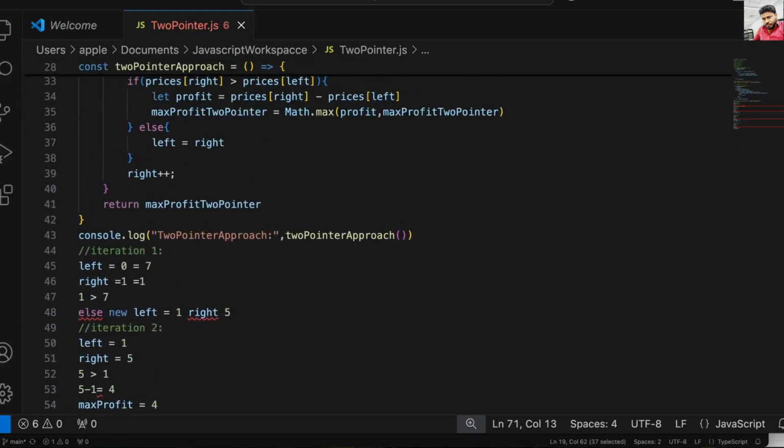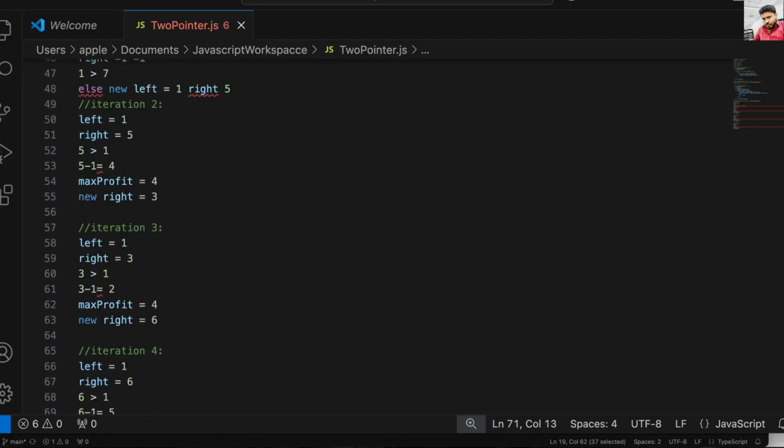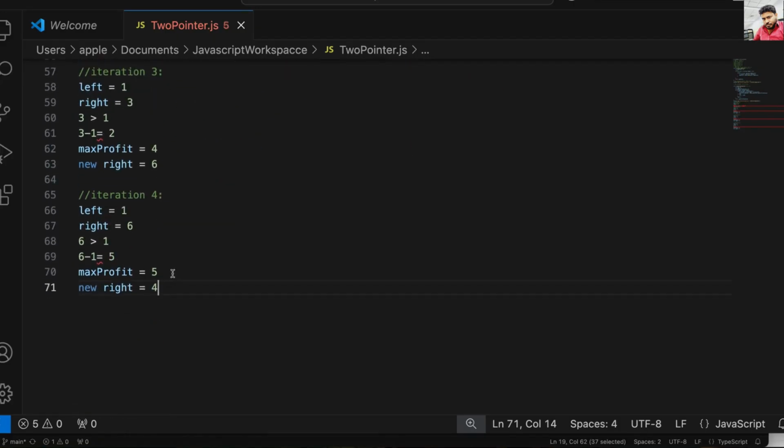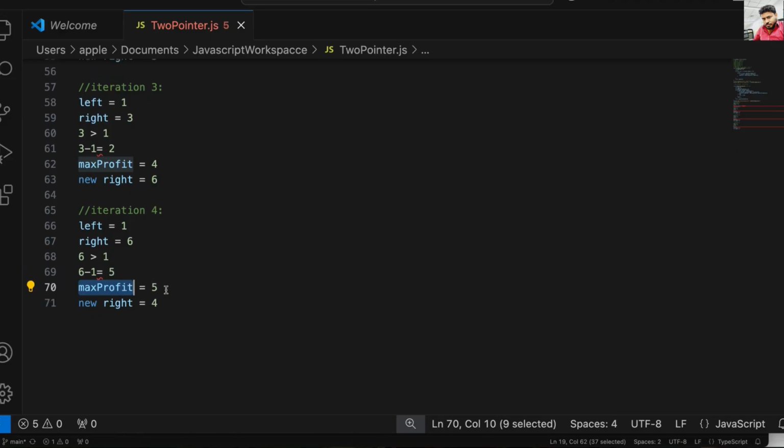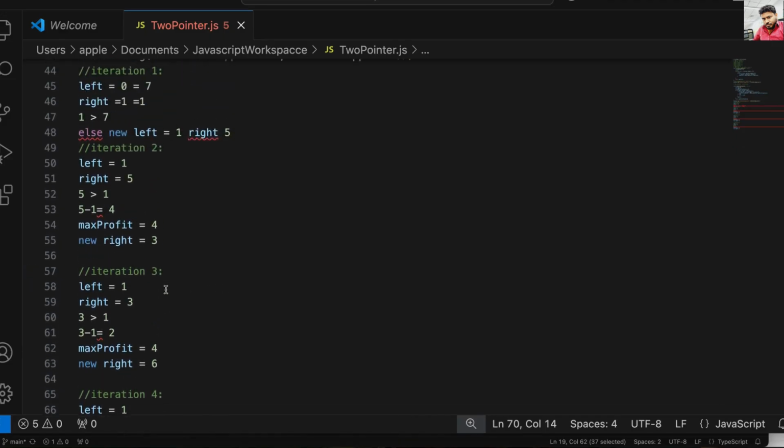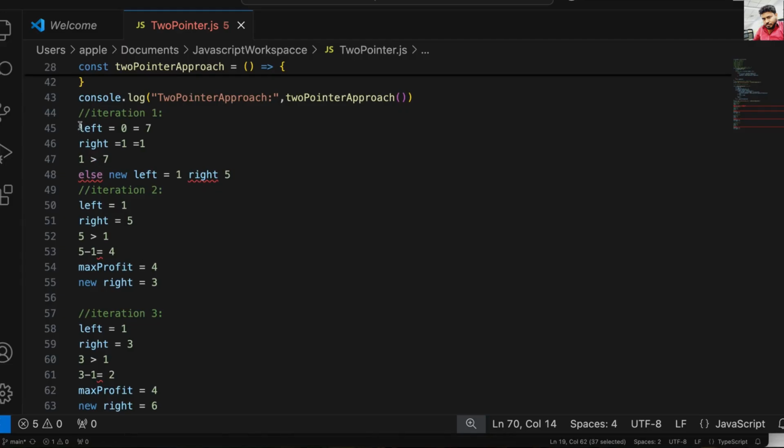And what is the right value? 4. So you can run through a for loop also. If the max profit is greater, you can update; else, you no need to update, and return the max profit. Like this only, we are getting 5 as the output. So these are the iterations you need to do.